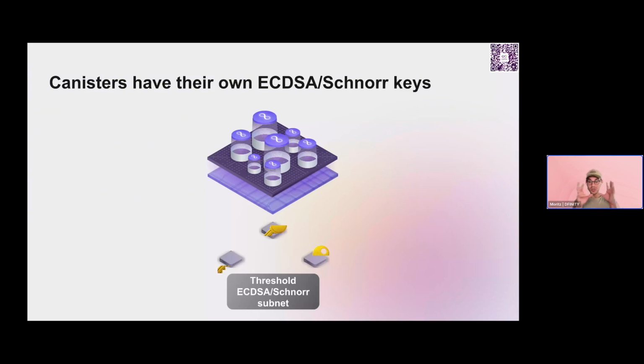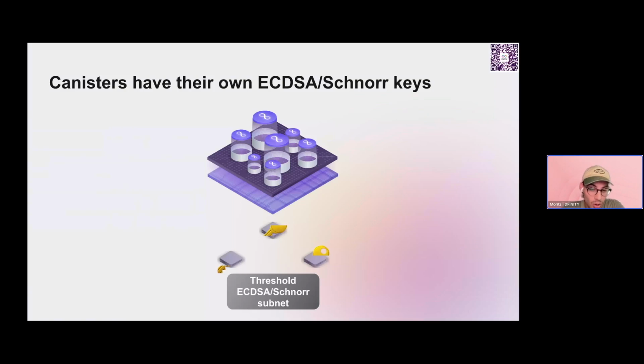And from this unique key pair that they have, they can actually derive an unlimited amount of keys. So this means that a single canister on the Internet Computer doesn't only have a single Bitcoin address because it has a single ECDSA key. No, from this ECDSA key, they can derive an unlimited amount of public keys and therefore also an unlimited amount of Bitcoin addresses, which is really, really neat and really, really useful.